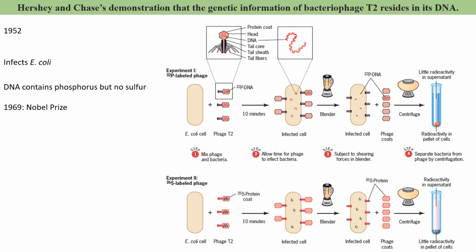So here is the entire setup of the experiment. Okay, the bacteriophage and the bacteria were mixed in a broth and allowed some time to infect the bacteria by injecting its genetic material inside it, and then they were subjected to shearing forces in a blender, and after centrifugation these results were obtained. Now I will explain the results.